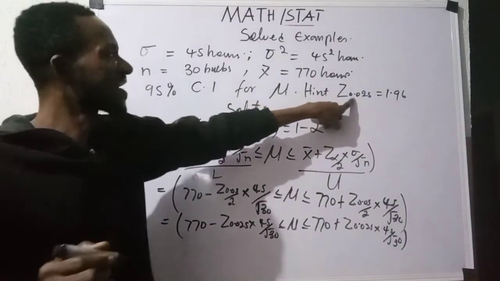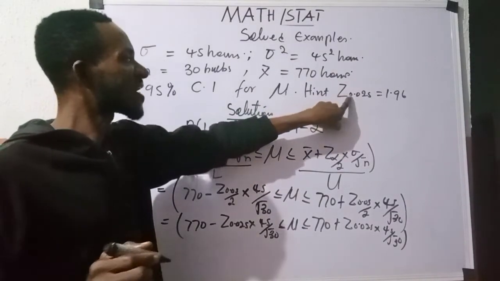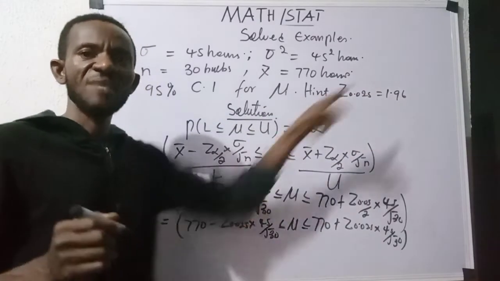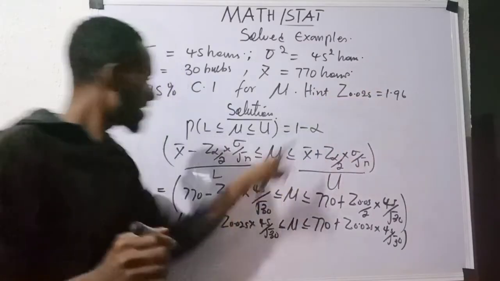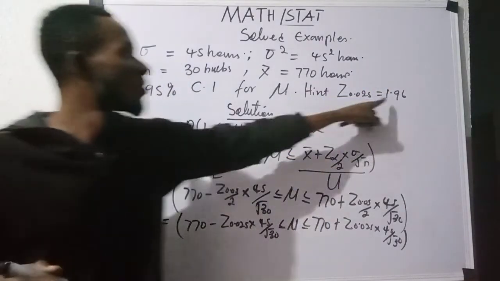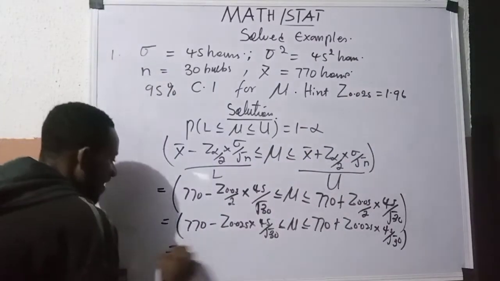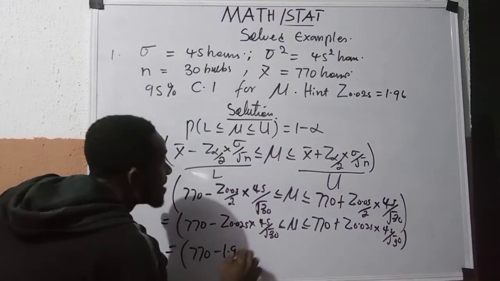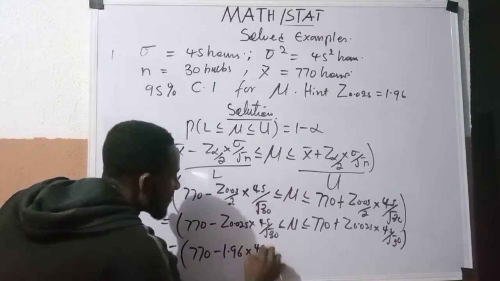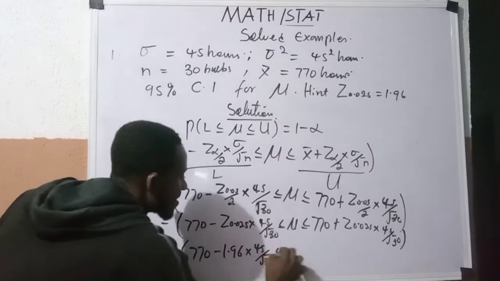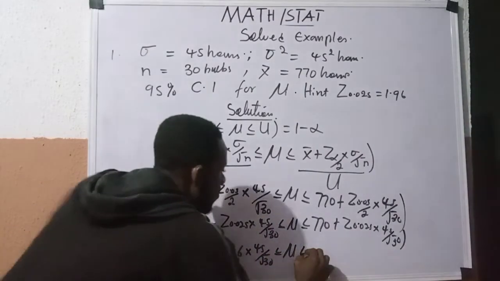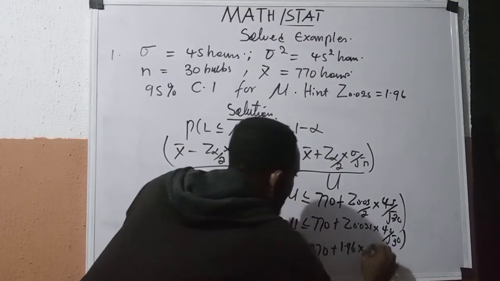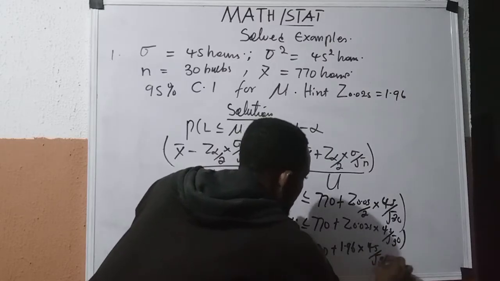And we are given a hint that we should note that z of 0.025 is 1.96. So what I'm going to do is to quickly come here. Anywhere I see z of 0.025, I'll put 1.96. And this thing becomes finally 770 minus 1.96 times 45 all over root 30 is less than or equal to mu, less than or equal to 770 plus 1.96 times 45 all over root 30. Close it.